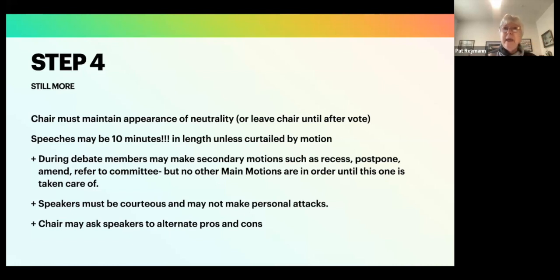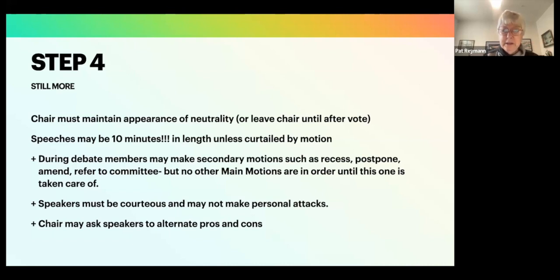You also may ask questions. If there's a question that you have that's germane to the issue and you need some information before you can decide what to do, you may ask questions during the debate time. Okay.